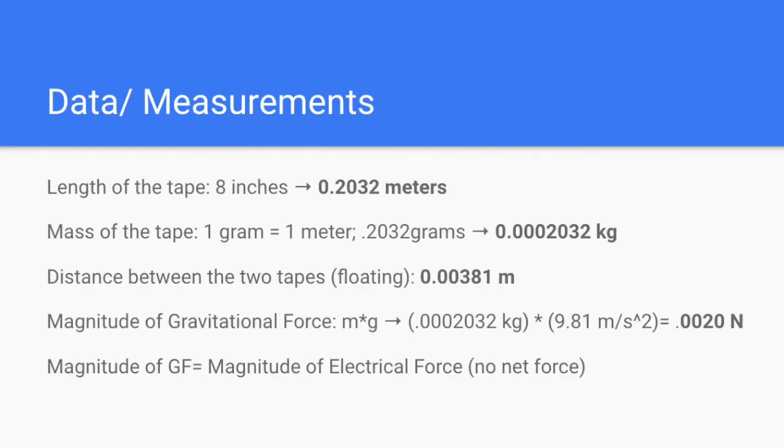For data collection, the length of the tape was 0.2032 meters, and the mass of the tape was 2.032 times 10 to the negative 4th kilograms, and the distance between 2 floating pieces of tape was 0.00381 meters. With this information, we could determine the magnitude of the gravitational force, which was 0.002 newtons. And since we know that there is no net force, we can assume that the magnitude of the gravitational force is equal to the magnitude of the electric force.